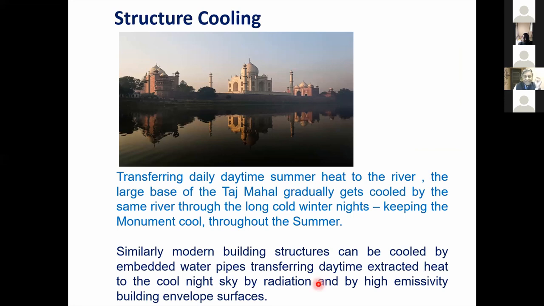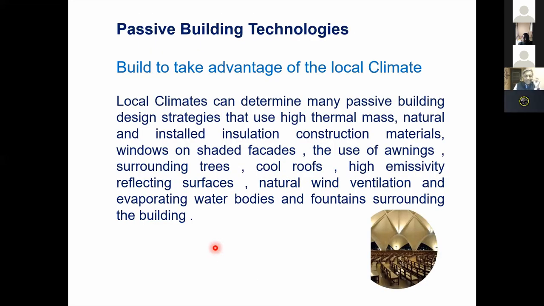Similarly, modern building structures can be cooled by embedded water pipes, transferring daytime extracted heat to the sky in the night, because the night sky is at minus 40 degrees centigrade. And of course, you can have high emissivity building surfaces. So many things we can do. Build to take advantage of the local climate. The local climate you must understand by studying weather data. I will tell you a little more about that towards the end.